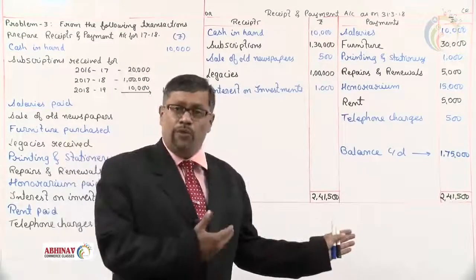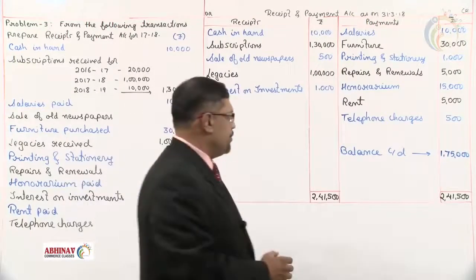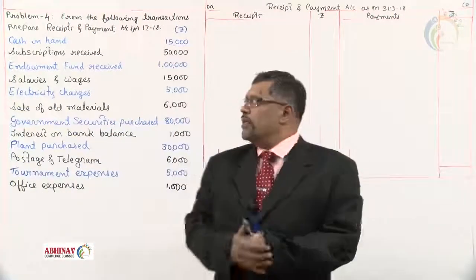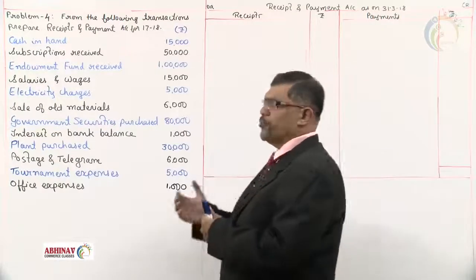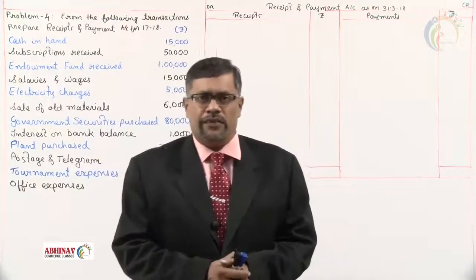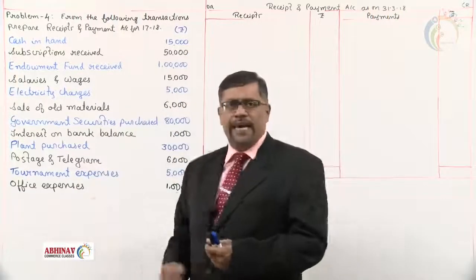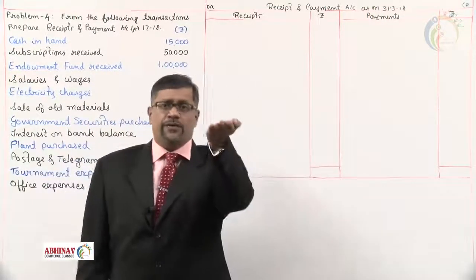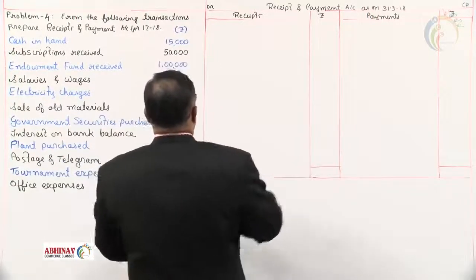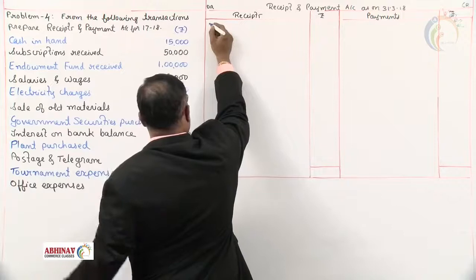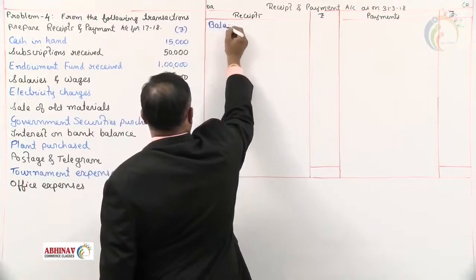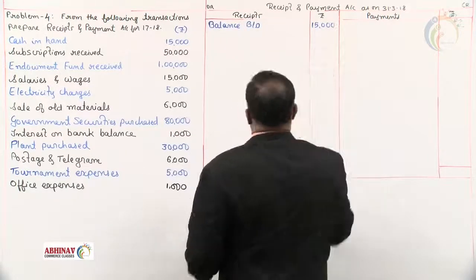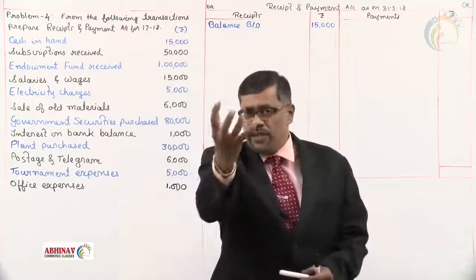Now let us take up one more problem on this receipt and payment account. This is problem 4. From the following, again we need to prepare the receipt and payment account for the year 17-18. Cash in hand. When you show cash in hand, your cash account will increase. We debit it either as cash in hand like the last problem, or as balance brought down, rupees 15,000.